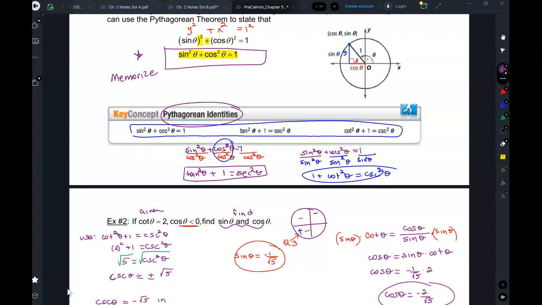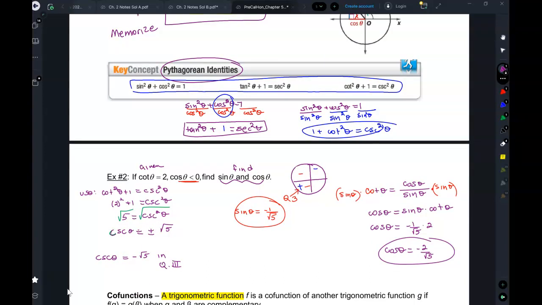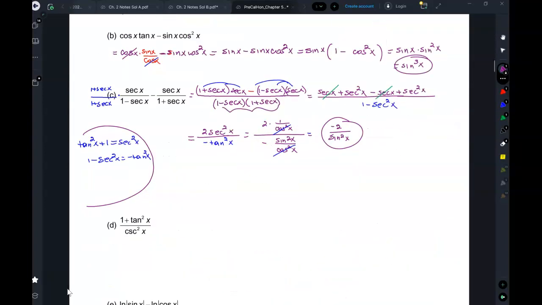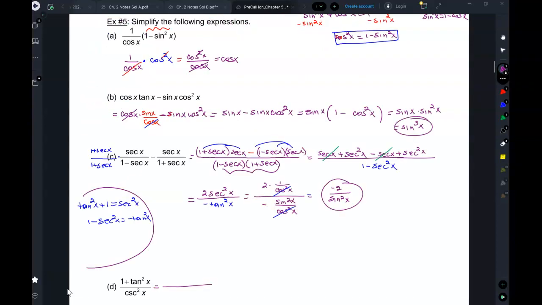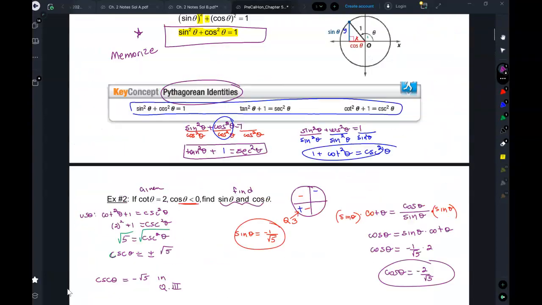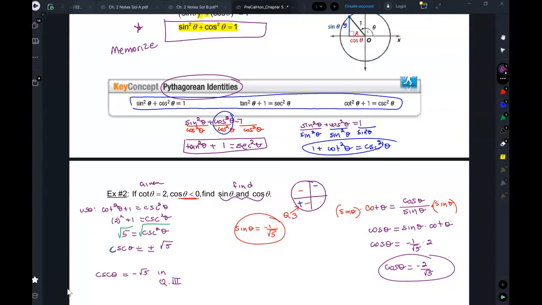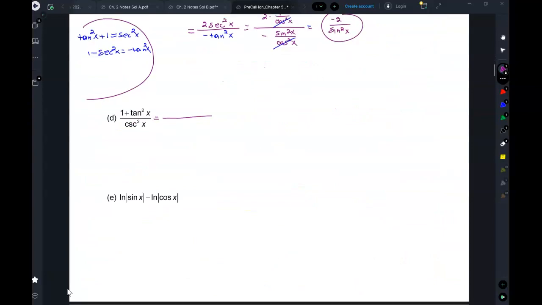How do we know which identity to use? You have to see which one has the stuff you need. For example, this one has a 1 and a secant squared, so look at which one has a 1 and a secant squared in the same equation. Look at this next one. I have a 1 plus tangent squared. Which identity has a 1 and a tangent squared? This one, and it's already in that form, so it just equals secant squared x.